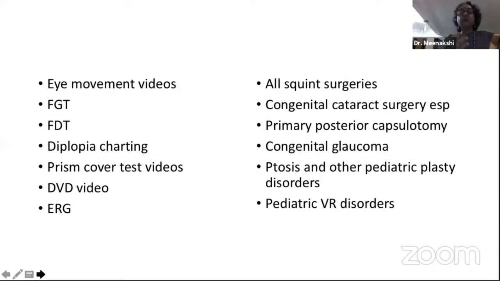The important thing for you is to focus on what you may not have had exposure to in your program. Look at congenital cataract surgery, especially primary posterior capsulotomy. I have not covered topics like congenital glaucoma, ptosis, and other pediatric plastic disorders.